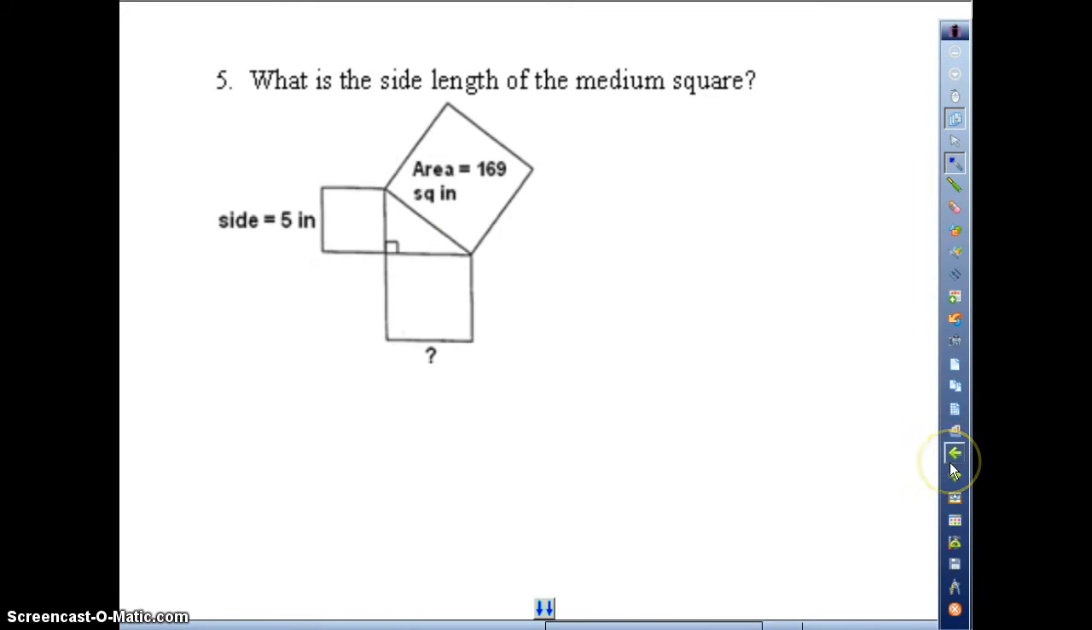Number 5, what is the side length of the medium square? I want to know this right here. Okay, look at the units they gave you here. This is inches, so that's the side length. That's this side right here.